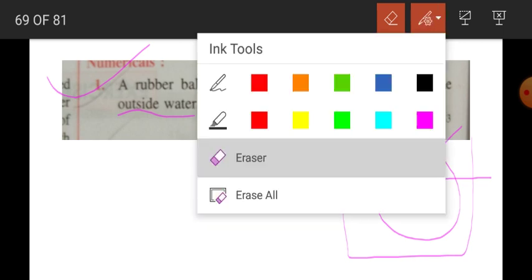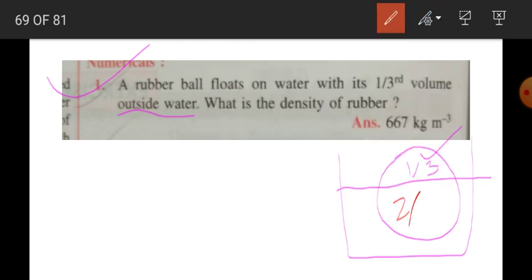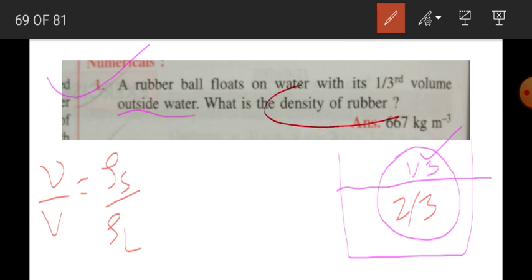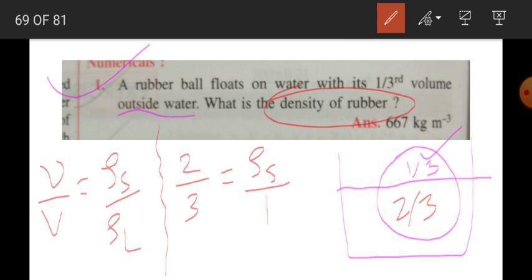I have solved it during the lectures. That's it, 2/3 is within the liquid. My formula is V by V, equal to density of the solid over density of the liquid. I need to find the density of the solid, it's rubber in this case. Okay, let me put in the values and solve it here. This ratio will be 2/3, density of the solid, and the density of the liquid is 1.